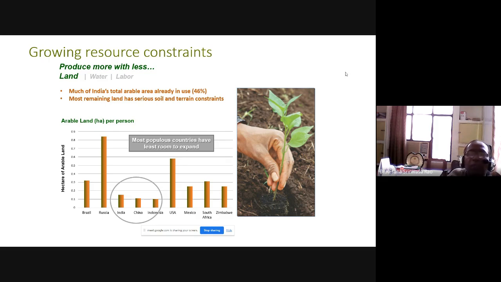Much of India's total arable area is already in use. Most remaining land has serious soil and terrain constraints. At the international level, as compared with China, Indonesia, and India, we are facing such a problem. Arable land, though it is very high as compared to China and Indonesia, most populous countries have least room to expand. India is also closing such opportunities.